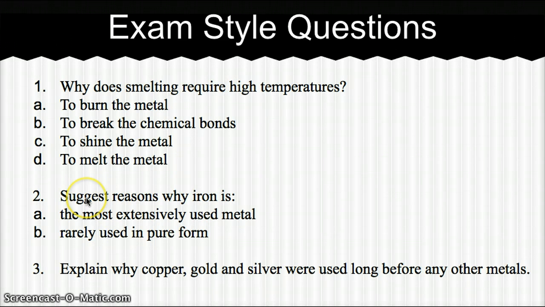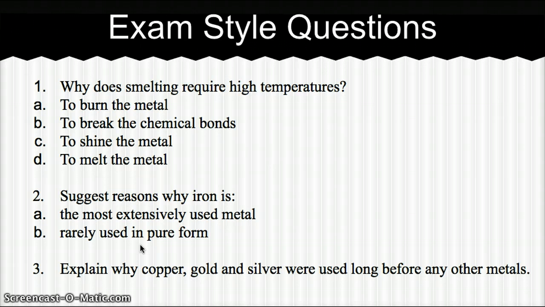How about question 2? Suggest reasons why iron is the most extensively used metal and rarely used in pure form. Firstly, focus on the main word in this question. It is saying suggest. So what you should be doing is coming up with an advantage of iron for why it's the most extensively used metal and a disadvantage of iron to explain why it's rarely used in a pure form.